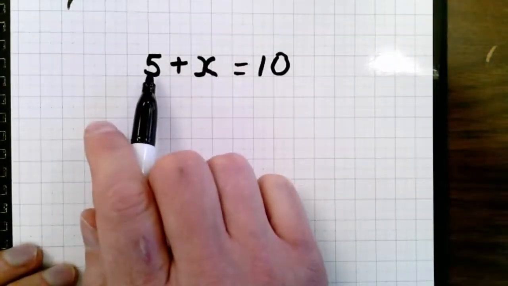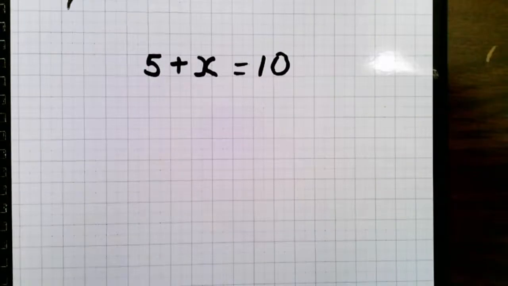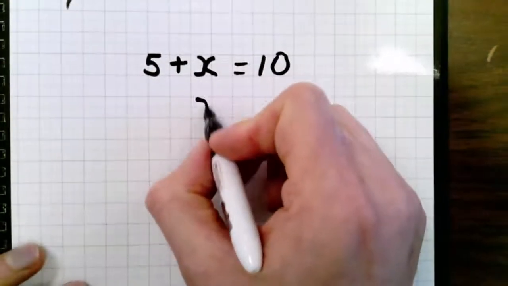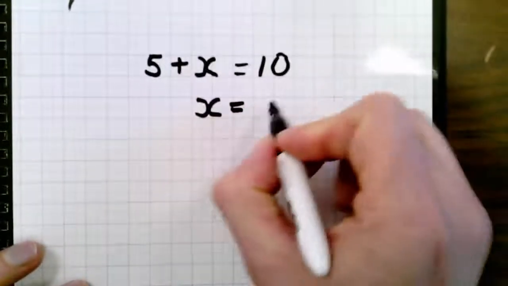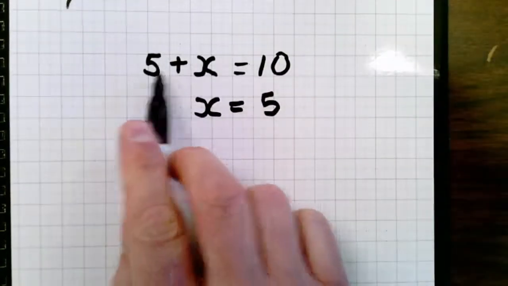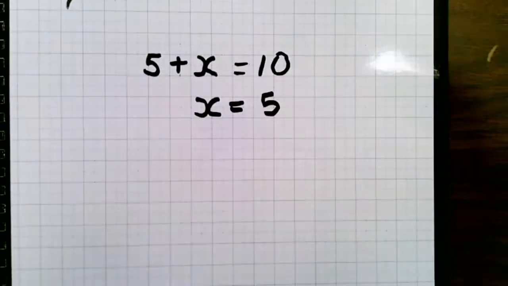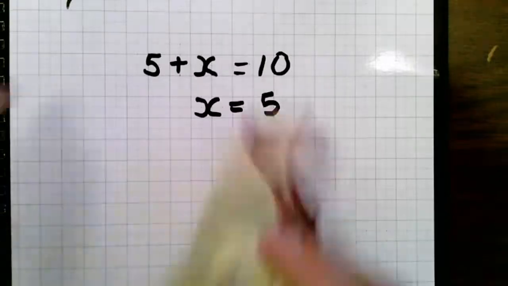So we could read it like this: 5 plus something equals 10. Do you know what x is in our problem here? I think x is 5. 5 plus 5 equals 10. So x is 5. But x isn't 5 in every question. X can be different in any question.